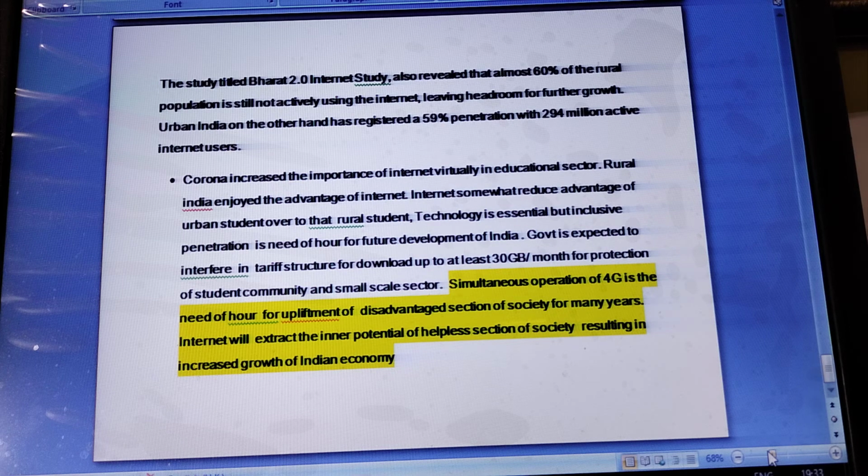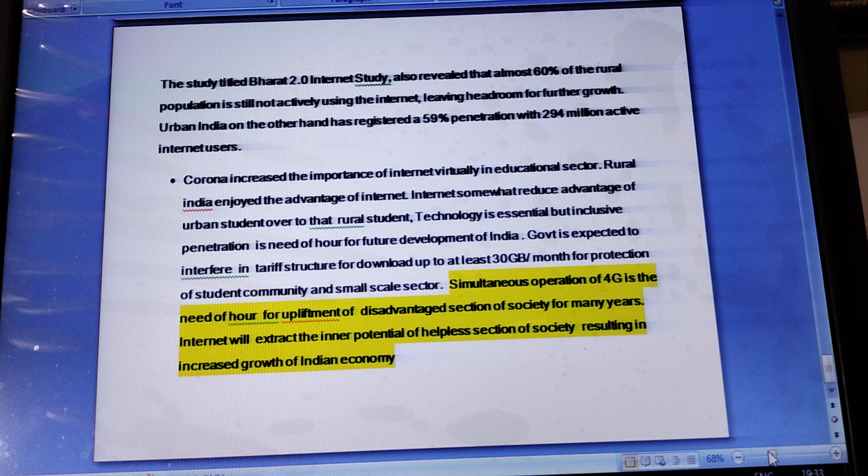This should be increased. And why is this being presented? Corona increased the importance of the internet because of online education. Online education reduced the advantage of urban students over rural students, and so many students are not capable of competing with others if the internet cost is high. So it is the duty of the government to keep the internet cost low, at least 30 GB per month, so that ordinary students and small scale industries who use this for their research and day-to-day work can increase their efficiency and effectiveness for the overall development of the economy, and in India also.